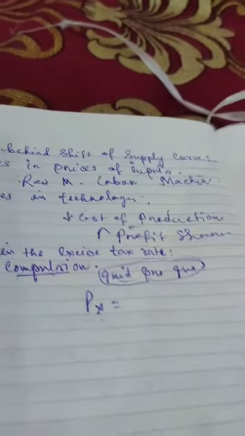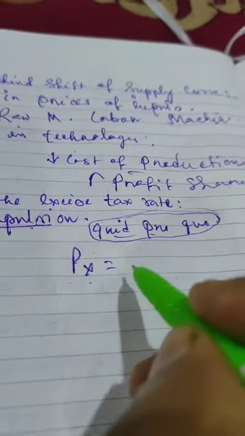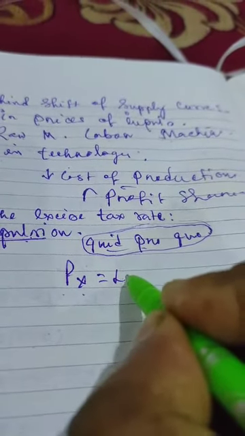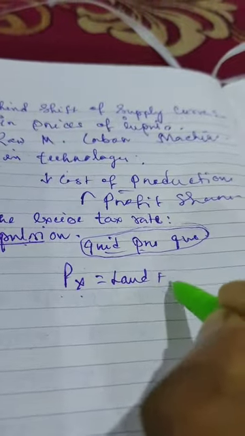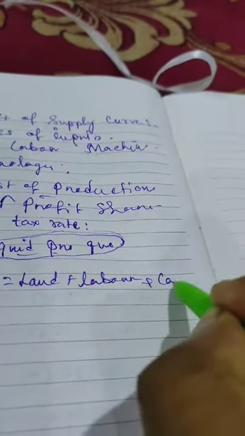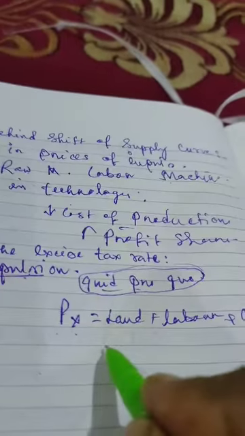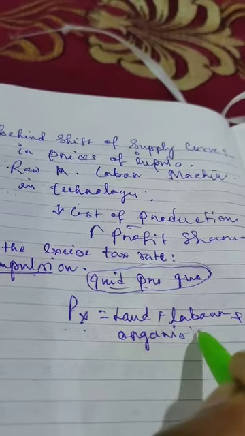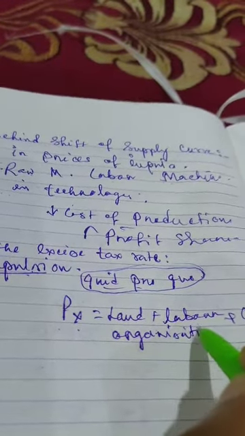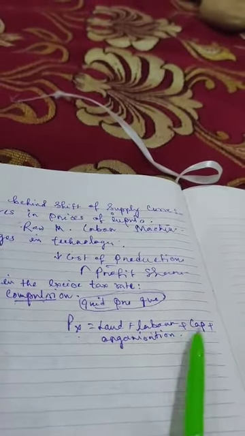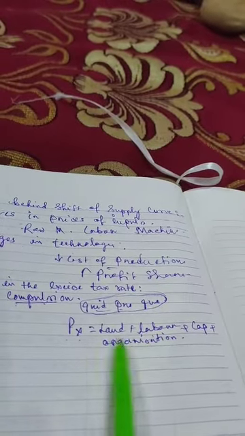The price of X commodity. Here we'll consider the factor prices, like land plus labor plus capital plus organization. These are the four factors that are used in the production of commodity X. It means this is actually the theory of construction of the price of X commodity.